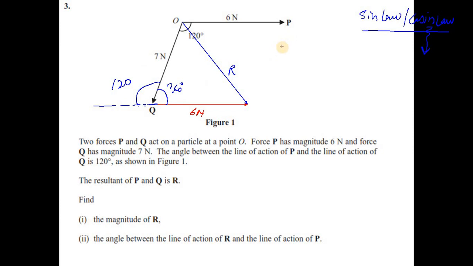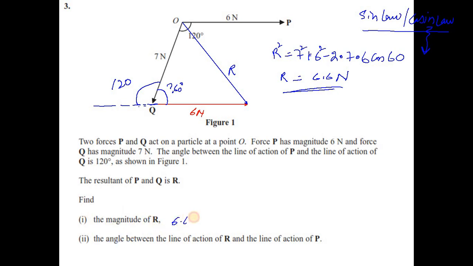Using the cosine law, you can write r square is equal to 7 square plus 6 square minus 2 into 7 into 6 cos of the angle opposite to r. In this case, this is 60. Once you solve this for r, after taking the square root, r would be equal to 6.6 Newton. This is r.